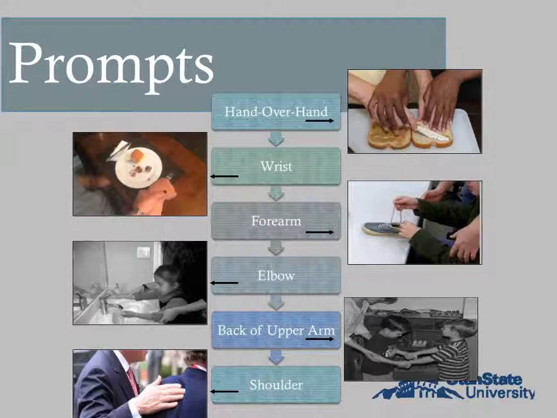Sometimes prompts will be broken down by location of support, from the most intrusive to the least intrusive. It might look like hand over hand, wrist, forearm, elbow, back of the arm, and then shoulder. That's the level of intrusiveness for the physical prompt. It is important that when multiple staff are working with a single individual, that they are on the same page when working with multi-step tasks where the end goal is to increase independence.